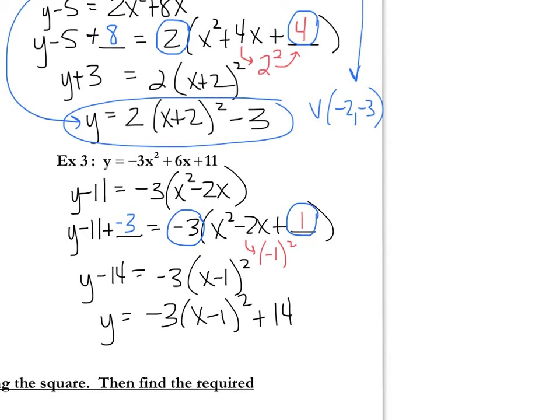So here we have a normal, quote-unquote, parabola. It is pointing down because the a value is negative, and my vertex for this one is going to be opposite same, so 1, 14.